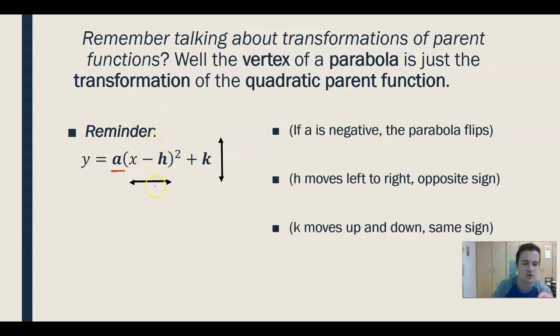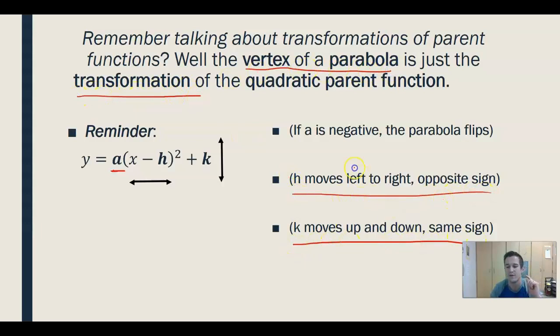When I have a quadratic function in vertex form, really I can just think about the vertex of that parabola being transformed according to these rules that we've already talked about. So again, if a is negative, the parabola flips upside down. H moves the function left or right, the opposite of the sign that's given. K, the number on the outside of the parentheses, moves the parabola up and down, the same as the sign that's given. So this should look, hopefully, pretty familiar to you, and hopefully it starts to come back as we work on some of these problems.